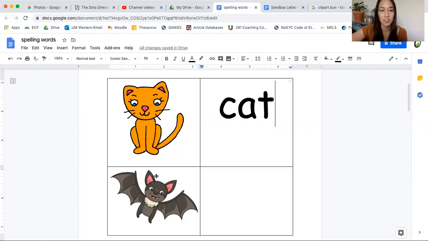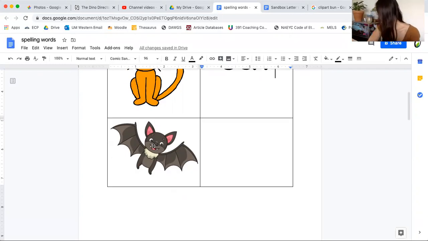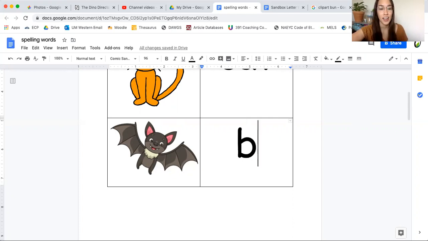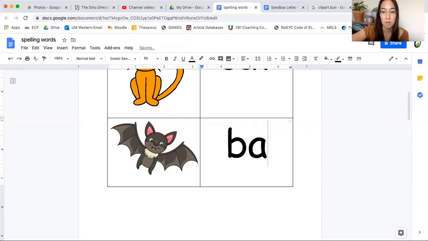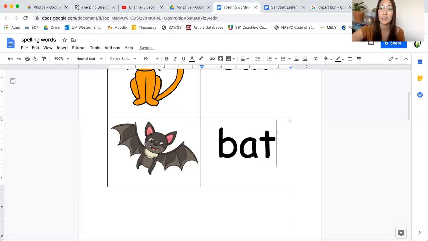This next one, what is this? It's a bat. B, b, bat. What sound do you hear first? Bat, b, b. What letter is that? Letter B, b, a. What's that sound? A. And then bat, what's the last sound you hear? Letter T. B-A-T spells bat.